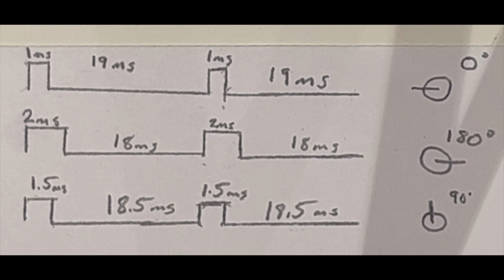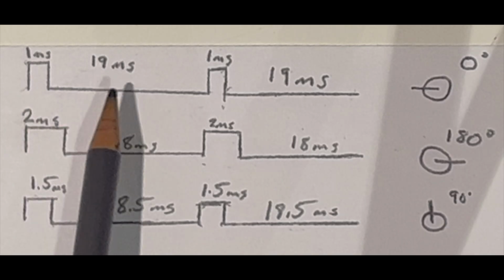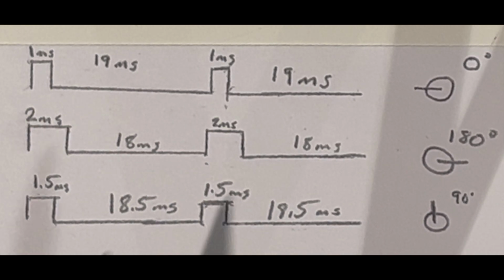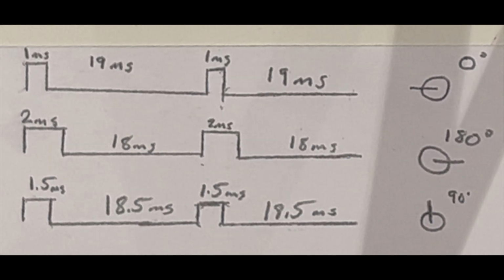For example, if it is high for 1 millisecond, then it will be at 0 degrees. If it's high for 2 milliseconds, then it will be at 180 degrees. If it's high for 1.5 milliseconds, then it will be at 90 degrees.